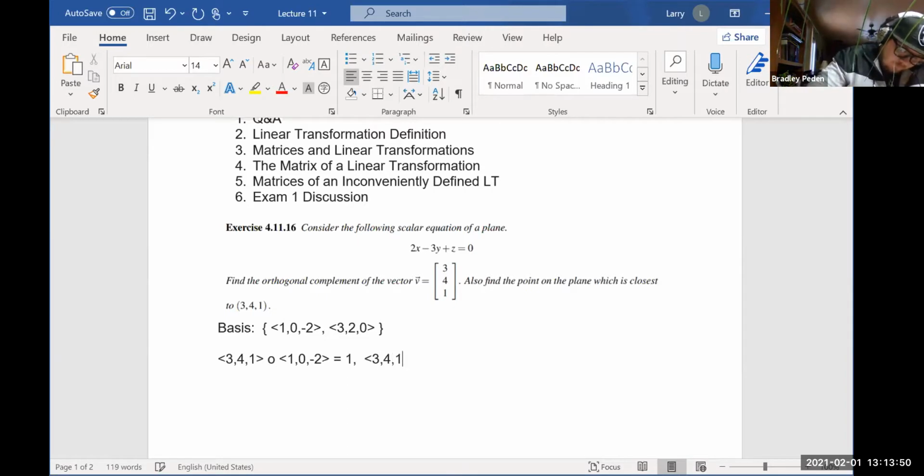3, 4, 1, and dotted with 3, 2, 0. Just for fun, since you want a dot. And what do you get? 17. Yep, 17. Okay. But that's not the orthogonal complement. Those are just some numbers. Now we need to divide each one by the magnitude of the second vector we dotted with of our basis.